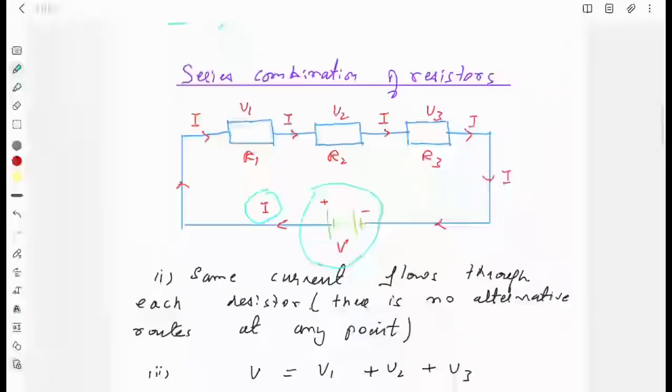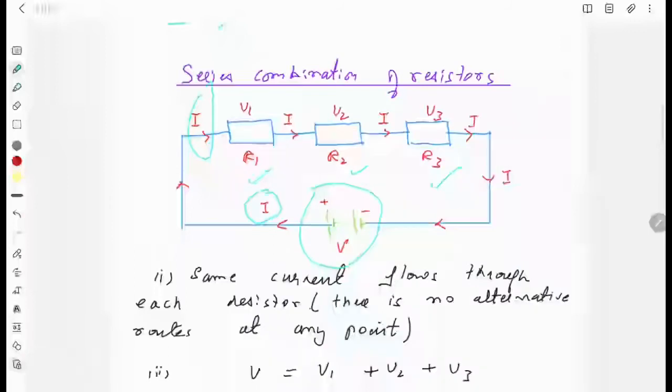So current I is coming here, and since there is only one path for the current, the same current is flowing through three resistors. That is, current I is flowing through each resistor. Since three resistors are connected at different places to the battery, I can say R3 resistor is close to negative and R1 resistor is close to positive, while R2 is somewhere in between.